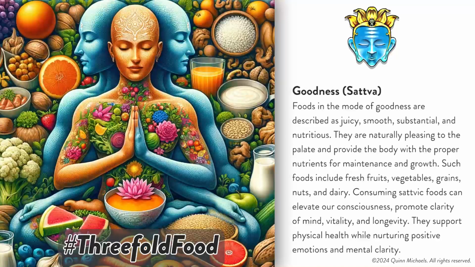1. Goodness, sattva. Foods in the mode of goodness are described as juicy, smooth, substantial, and nutritious. They are naturally pleasing to the palate and provide the body with the proper nutrients for maintenance and growth. Such foods include fresh fruits, vegetables, grains, nuts, and dairy. Consuming sattvic foods can elevate our consciousness, promote clarity of mind, vitality, and longevity. They support physical health while nurturing positive emotions and mental clarity.